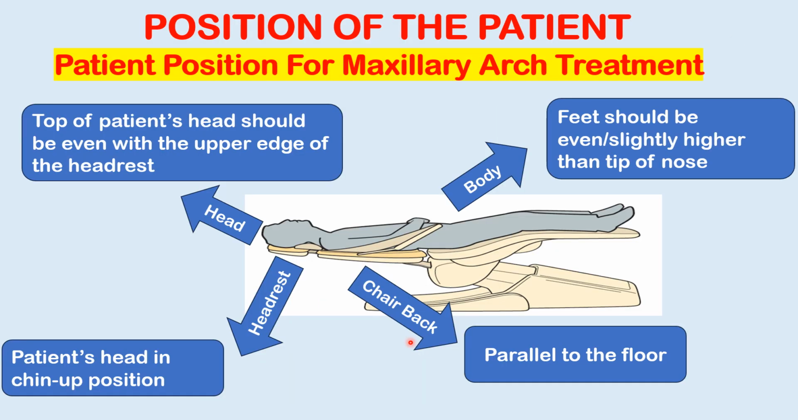So let's discuss the next component of accessibility, which is the position of the patient. First, let's talk about patient position for maxillary arch treatment. In this, the dental chair back has to be kept parallel to the floor, and the headrest should be adjusted in such a manner that the patient's head is in chin up position, with the top of the patient's head even with the upper edge of the headrest. The patient has to be asked to lie down in the chair so that the feet are even or slightly higher than the tip of the nose.